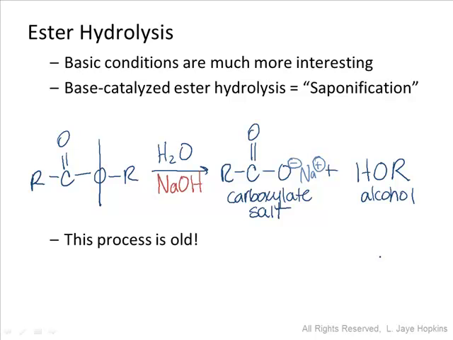Saponification is an incredibly old process. We actually have historical records of people purposely doing saponification reactions as far back as 2800 BCE. That's nearly 5,000 years ago. So why were people 5,000 years ago doing base-catalyzed ester hydrolysis? Well, like so many things in science, this was basically a great discovery that people happened upon by accident.